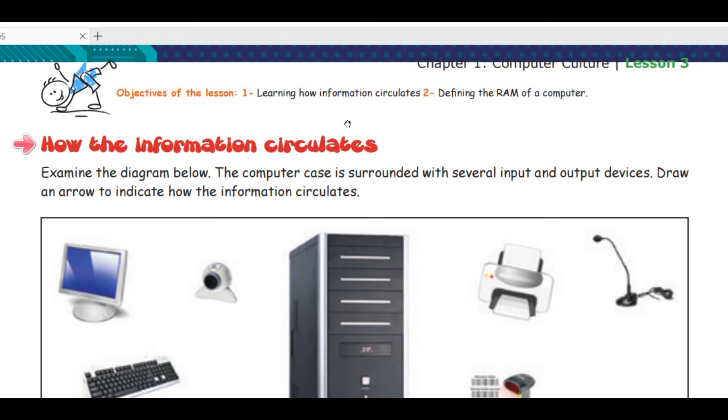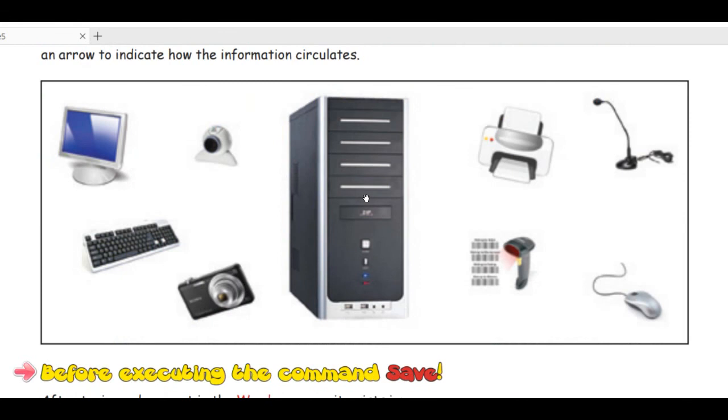The hardware component is divided into three main sections, which are the input, the output, and the system case. And if you go through this diagram, you can see that the system computer is in the middle. On the left you have the input devices, and on the right you have the output devices such as the printer, the barcode reader, and so on.